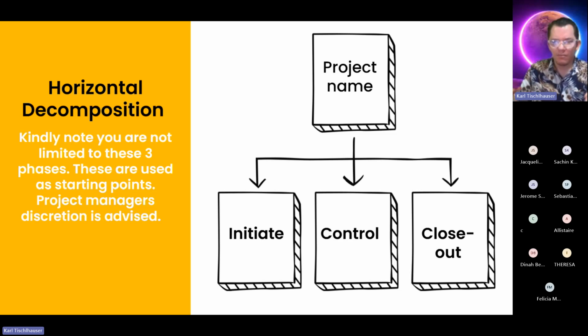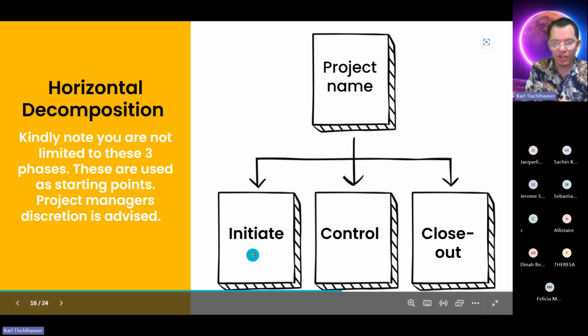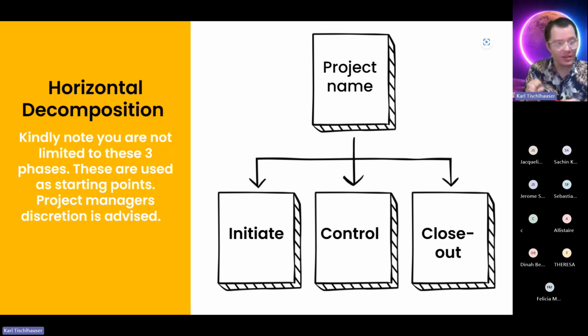So you start with your project name on top, and then you start by putting out your project phases. In this graphic, we have three phases: the initiate phase, the control phase, and the closeout. But just keep in mind that not all projects are limited to just these three phases. There are projects that have 4 phases, 5 phases.